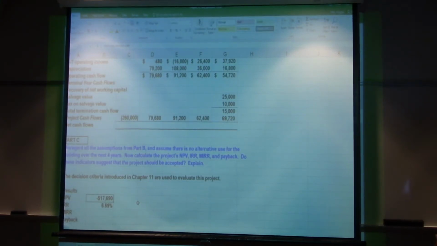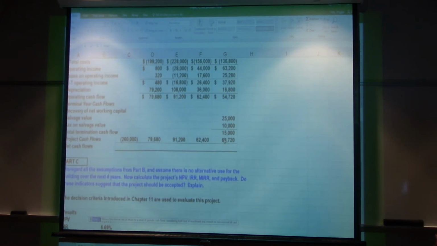Okay, something different. Oh, you know why? 10%? Because isn't the 69 supposed to be on the bottom, the net cash flows? So it's going to be the 54 you need to change, because that's going to change the number. I think these numbers are right. So this 69 equals 54,720 plus 15,000, because that would be the total cash flow for year 4.